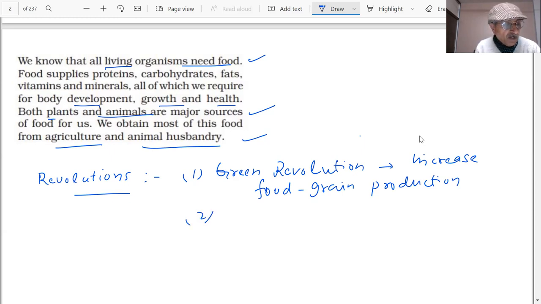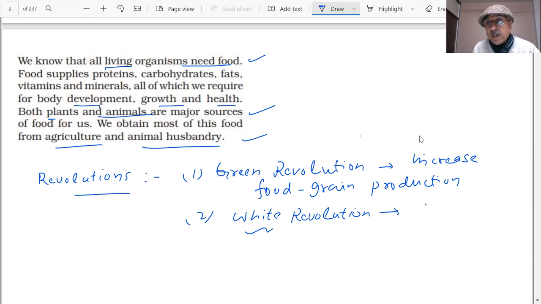There was another one. Do you have any idea? They called it the white revolution. In our country, they talked about the white revolution. So more efficient use and availability of milk. White is related to what? Production and availability of milk, milk products. All these revolutions were there.